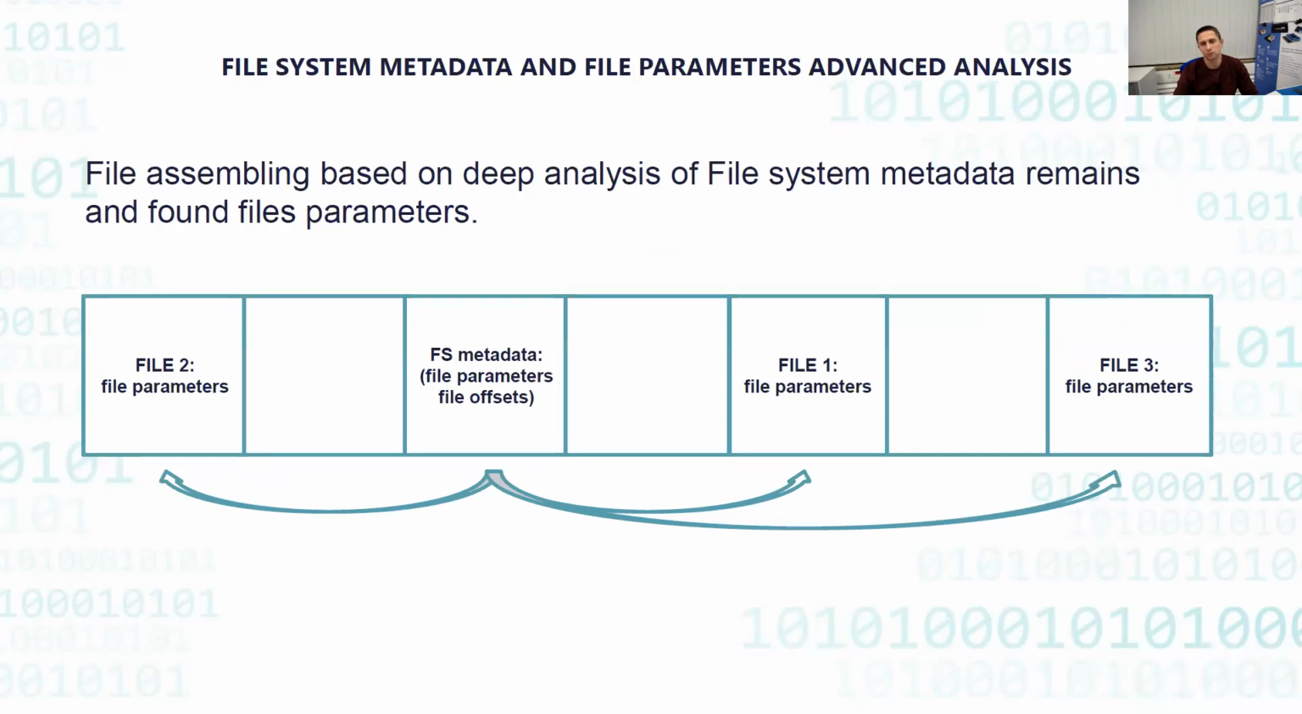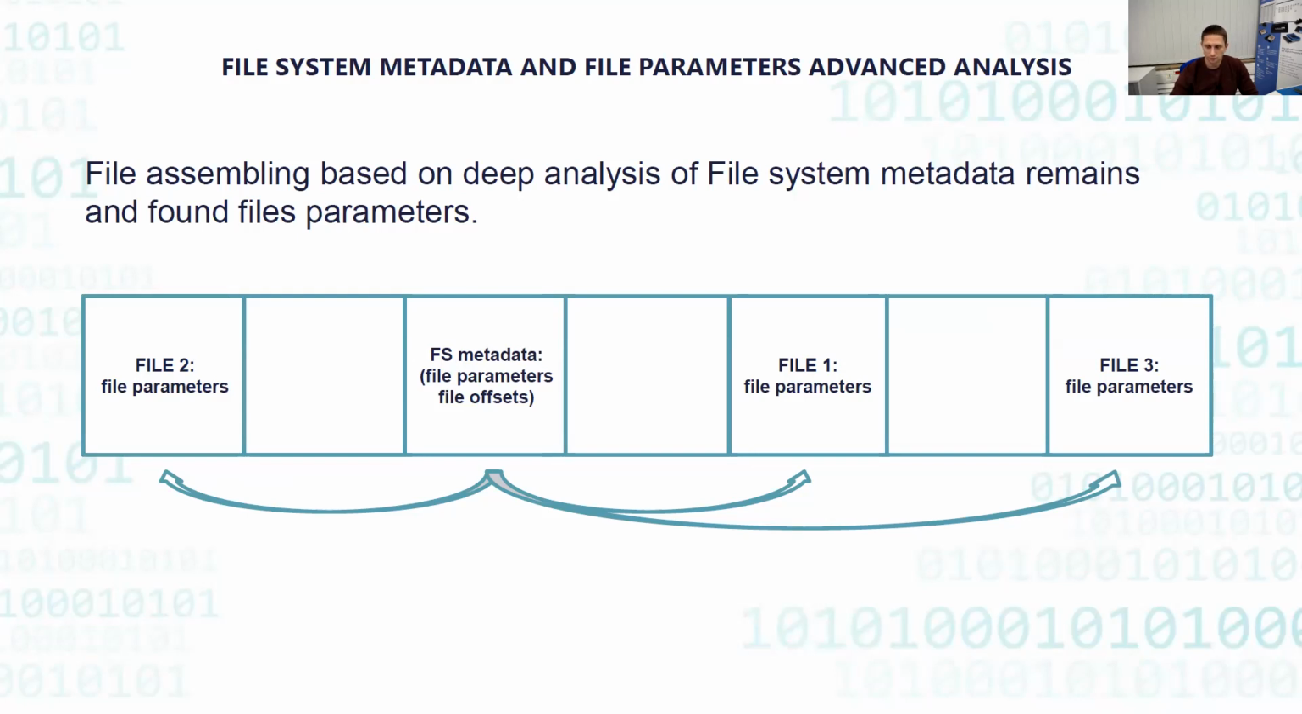Firstly, let's see what exactly we do in the file system metadata and file parameters advanced analysis step. Basically, our algorithm scans the whole dump and tries to search for files and detect file parameters such as size and so on. And also it's searching for file system metadata remains. File system metadata remains may have records about, again, files with their parameters and offsets on disk.